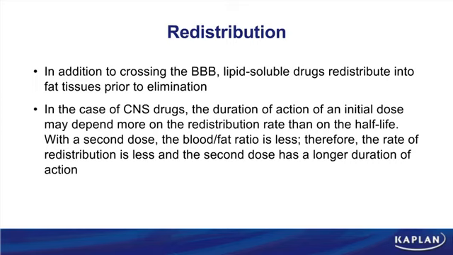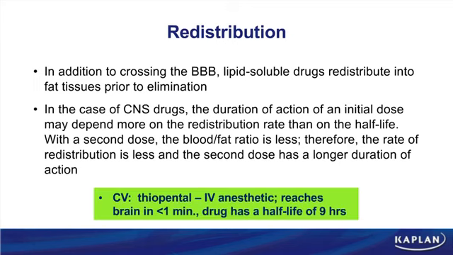The concept of redistribution basically says the drug has been distributed throughout the body, and now it's going to be redistributed. Probably the best example of this is the IV anesthetic thiopental. When you give thiopental IV, it's going to rapidly reach the brain. In less than a minute, you're going to start to see some effects from this drug. So it has a very rapid onset.